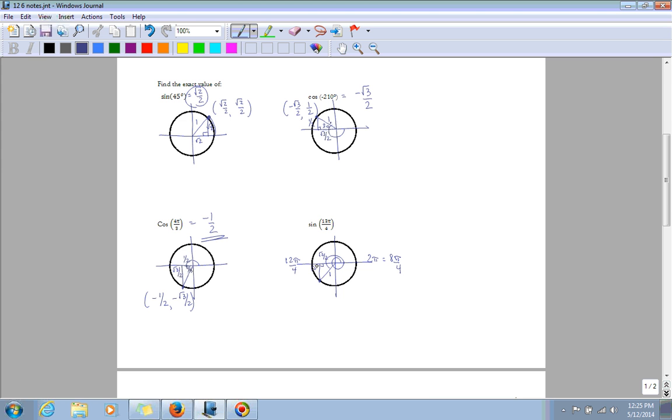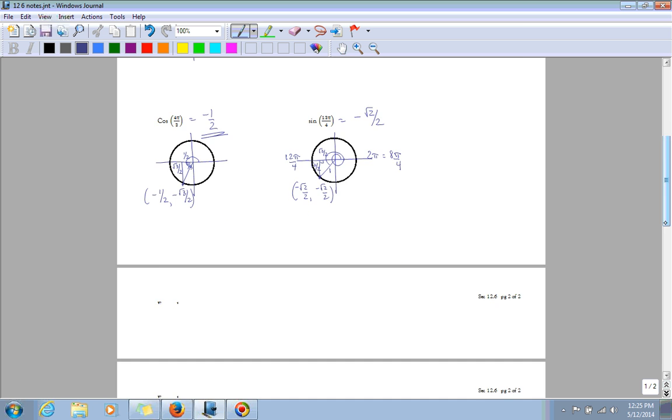Which means the coordinate of this point is square root of 2 over 2 in the negative direction, and then negative square root of 2 over 2 for the y value, and the sine value is going to be the y coordinate, which is negative square root of 2 over 2.